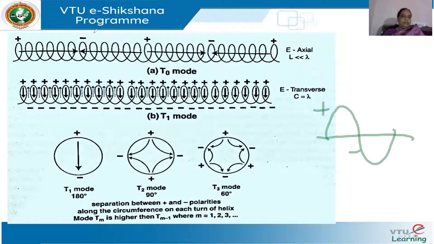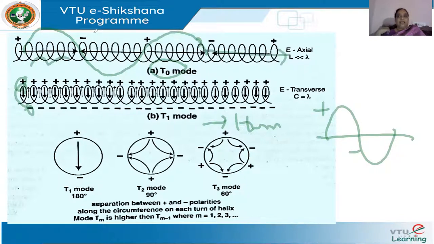So from one end of the wire to the other end of the wire, when it is traveling, it requires one whole complete turn. In T1 mode, it requires one turn. In T0 mode, from this point, the electromagnetic wave becomes like this: positive till here, then it becomes negative, and again positive. So the electromagnetic wave here takes several turns, and it is propagating in the x-axis, axially, along the helix axis.